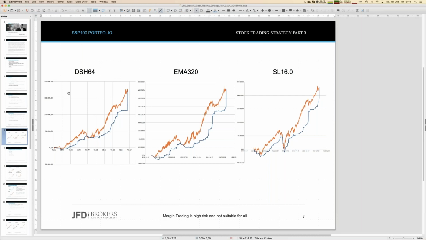And what you see here is not a single share. No, it's always the portfolio of trading the 100 shares of S&P 100. And then finally, you would get that red line for the last 18 years being the equity, and the balance would be the blue curve here. And all 3 look nice.